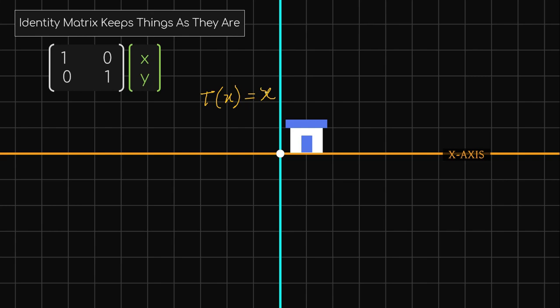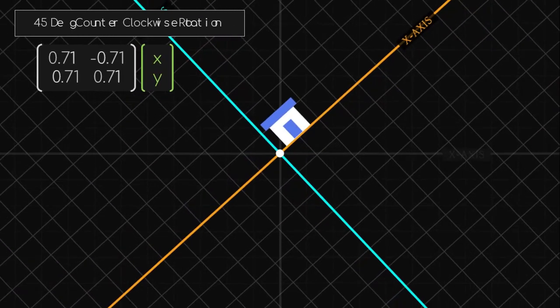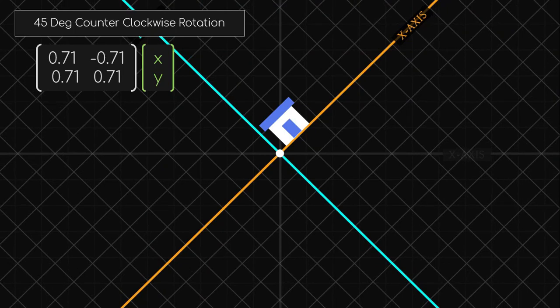In our next example, we have a 45-degree rotation, and this is the matrix for that. If you multiply any two-dimensional vector with this matrix, you will get another vector which has the same length but has a direction that is shifted 45 degrees counterclockwise from the original vector.